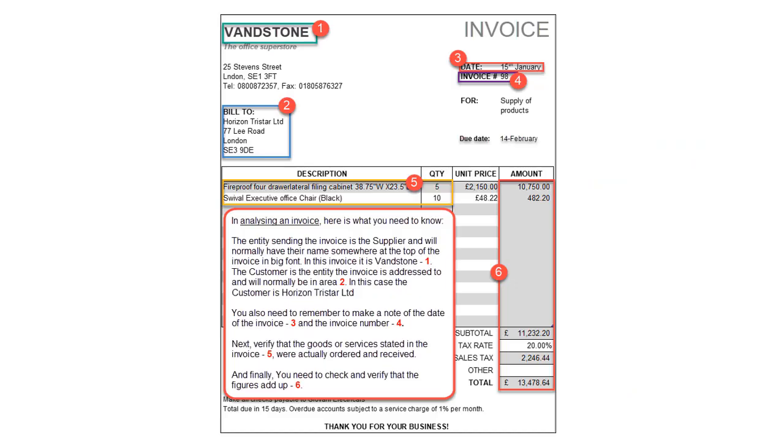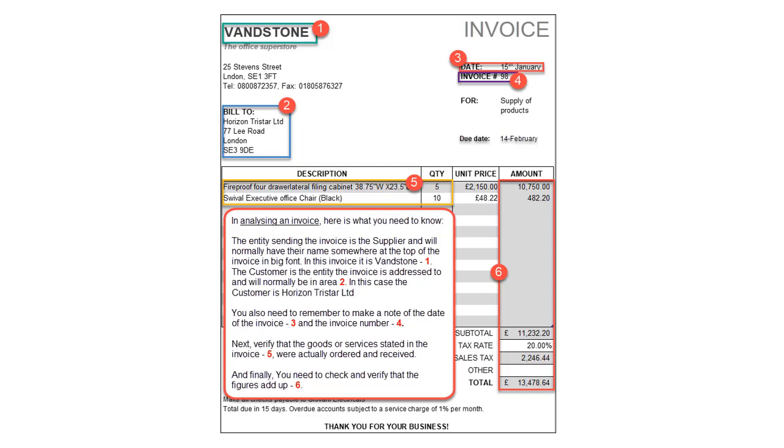So in analyzing an invoice, here's what you need to know. The entity sending the invoice is the supplier and will normally have their name somewhere at the top of the invoice in big font. In this invoice, it is Vanstone, marked with a 1. The customer is the entity the invoice is addressed to and will normally be in the area marked 2 in this invoice here. In this case, the customer is Horizon TriStar Limited. You also need to remember to make a note of the date of the invoice, and that's marked by the area 3 on this invoice, and the invoice number marked by the area 4.